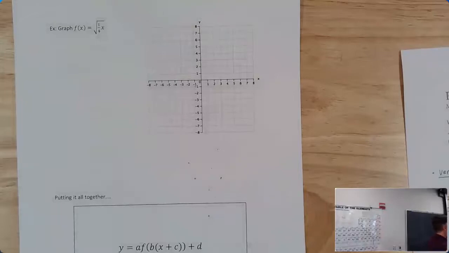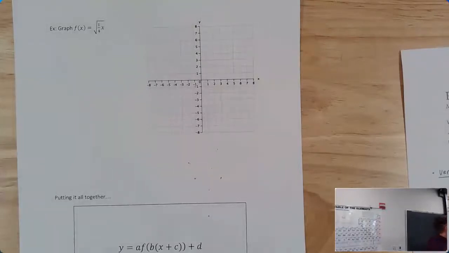Well, first of all, we're multiplying on the inside, so we're going to affect it horizontally. And we're multiplying by a number that is less than 1. So it's going to do the opposite thing we think it would. At least to me, it's the opposite. I would think, oh, I'm multiplying by a small number, it would make it smaller. But it's actually going to horizontally stretch it.